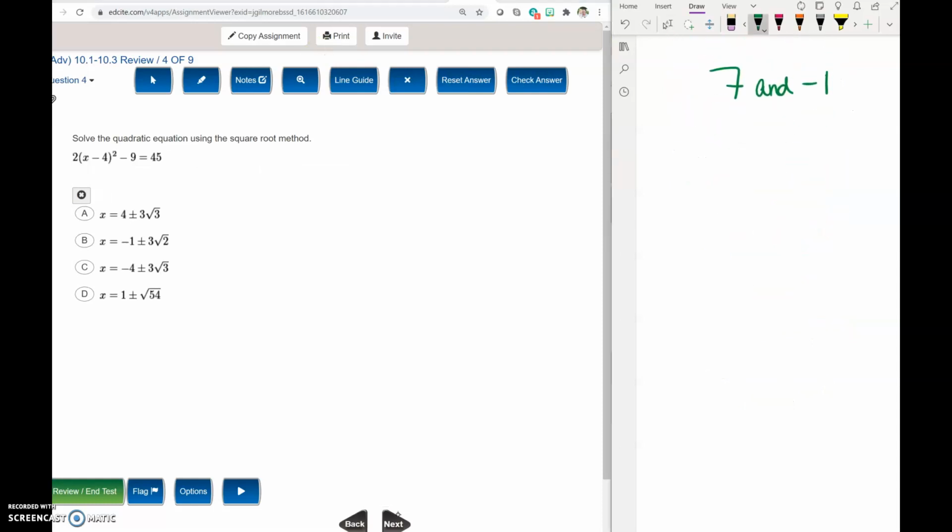Okay, this one, the directions are correct. Solve using the square root method. Again, you want to get the thing that is squared by itself. So we are going to add 9 to both sides.